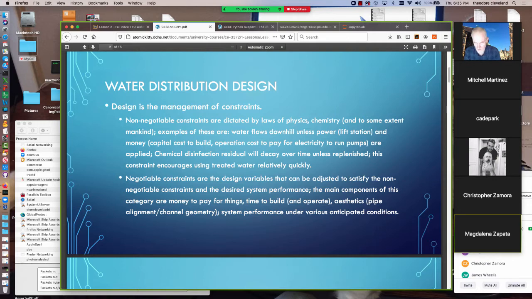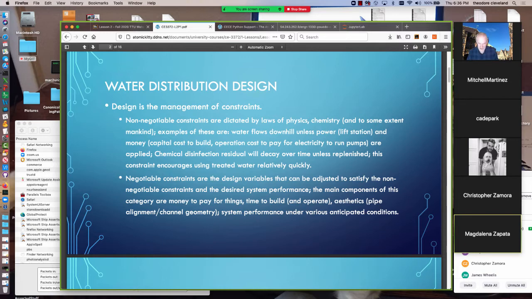There are two categories of what are called constraints. One of those categories is the non-negotiable. There's not much you can do about them. The laws of physics, at least on this planet, we're kind of stuck with them. Chemistry as we know it, we're kind of stuck with that. Getting water to flow uphill spontaneously is impossible. Now we can take money and throw it at the water and get water to flow uphill. But the non-negotiable constraint is the law of physics that requires us to provide enough energy to that water to make it go uphill. Chemical disinfection residual decaying over time is another example. What that particular chemical principle does is it encourages the use of treated water relatively quickly. So we can't really negotiate those things.